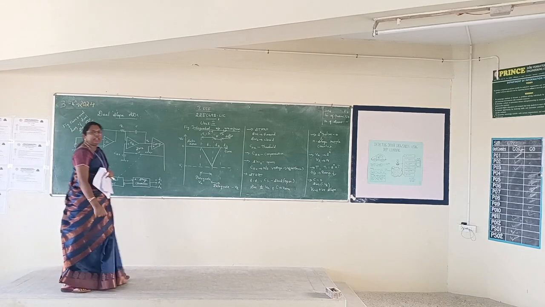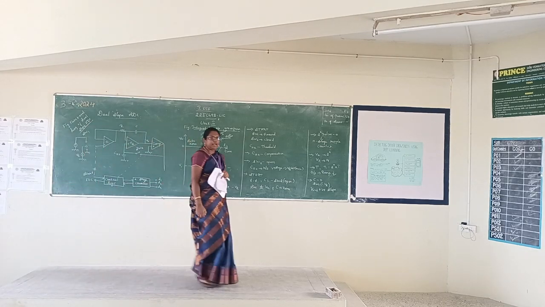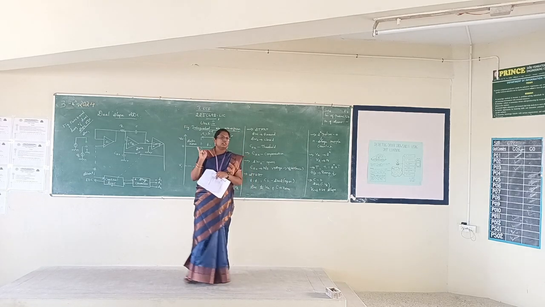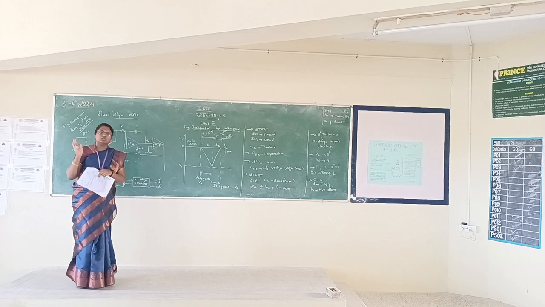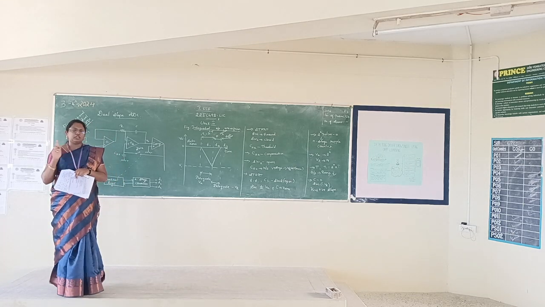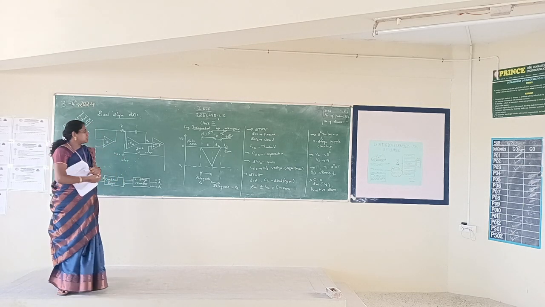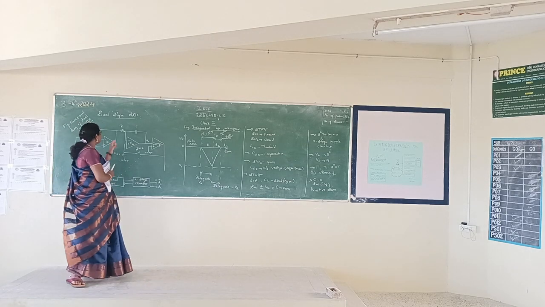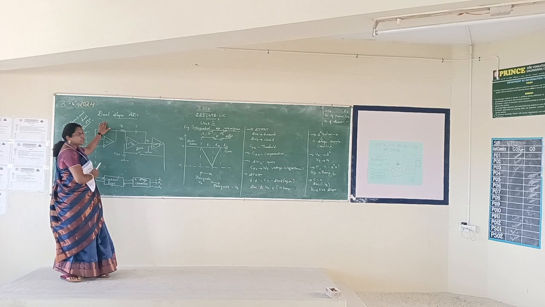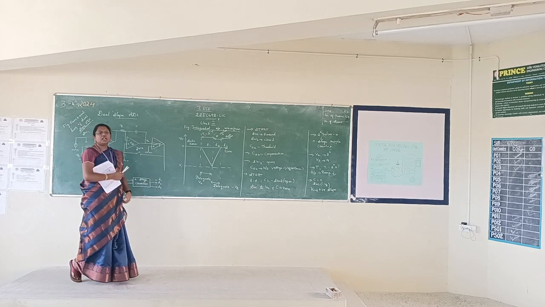Last class we discussed the intermediate types of ADC. We have single slope and dual slope, and we discuss only these two types in our syllabus. Last class we discussed the single slope ADC. Today we are going to discuss the dual slope ADC. So what is the dual slope?